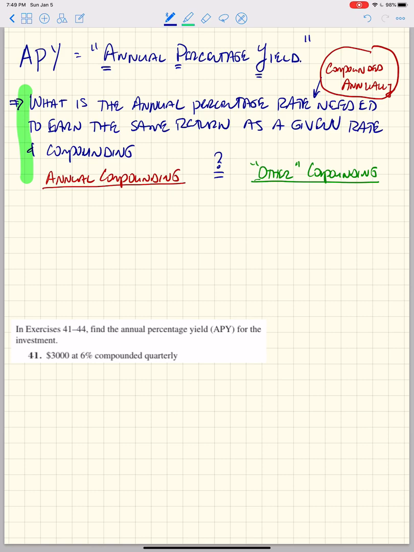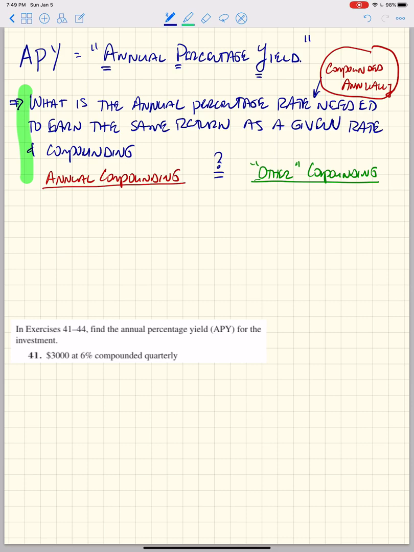And what it basically is, as I said, APY is just the rate. It is the equivalent rate if we were to compound annually that would give us the same return when we compounded using some other method. Okay. So what we're really trying to find is the equivalent annual rate of return needed to get the same return on our investment. Okay. And this basically is a tool.